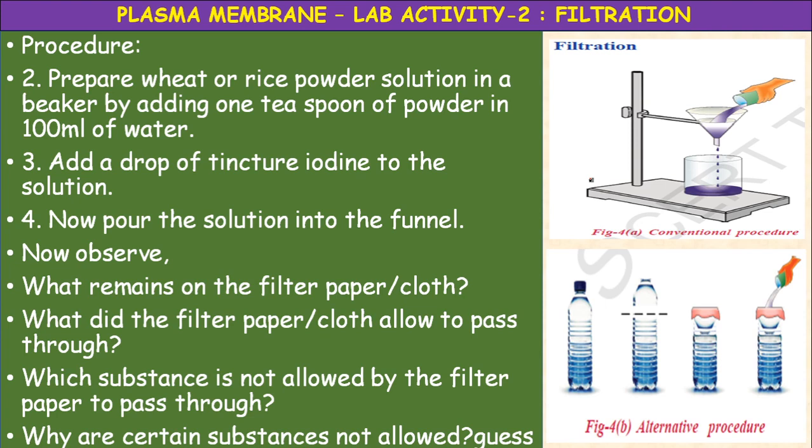Means here we have to assume that the filter paper is functioning similar to a plasma membrane. A cotton cloth is imitating the plasma membrane. It is allowing only certain particles or certain molecules to pass through it. It is stopping certain molecules from passing through it. It is allowing certain molecules to pass through, and it is obstructing, preventing certain molecules from passing through. Okay.